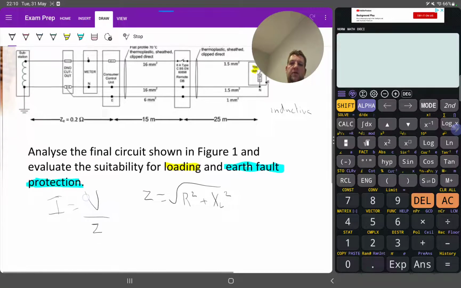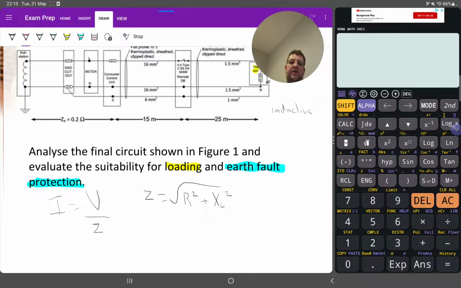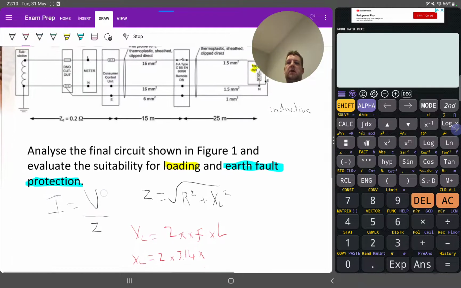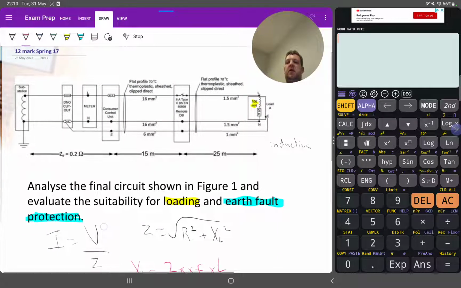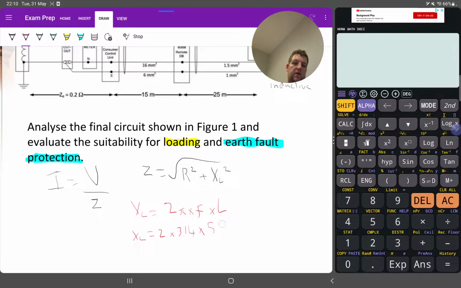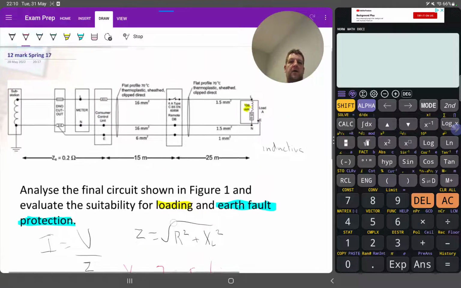Okay, so to get to this point, we're going to have to work out what XL is. So XL equals 2 pi times frequency times L, your inductance. So for this, we know what 2 is, it's a given factor. Pi is 3.14. Type in a calculator as a pi symbol as well. Frequency is not given in this question, guys. So what you need to consider with this, it's an AC UK system, so frequency would automatically be given as 50 Hertz. Times by our inductance.